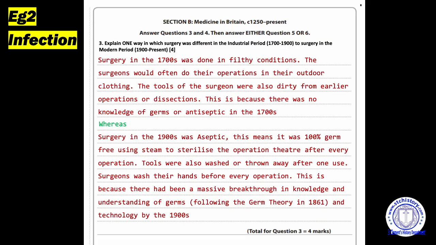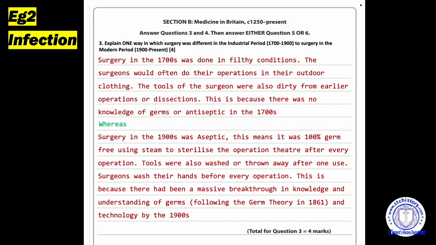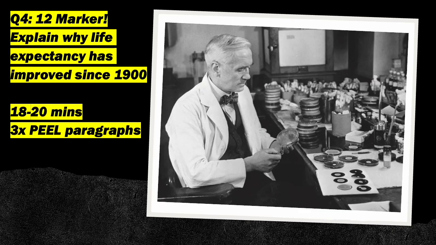So again, there's the what and the why. If you pause these videos now and look at these two model answers and at your answers, hopefully you'll be able to see where you've gone a little bit wrong and what you need to do for that second mark. Okay, so there's the easy bit.